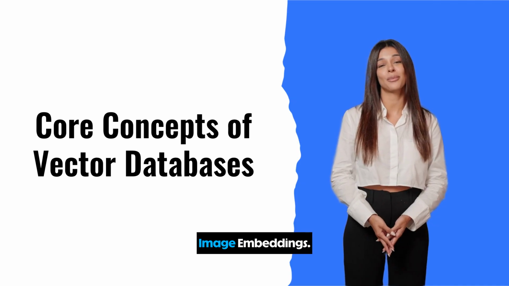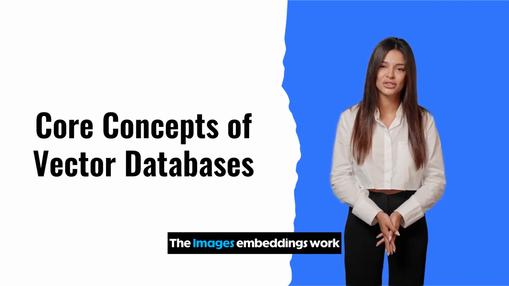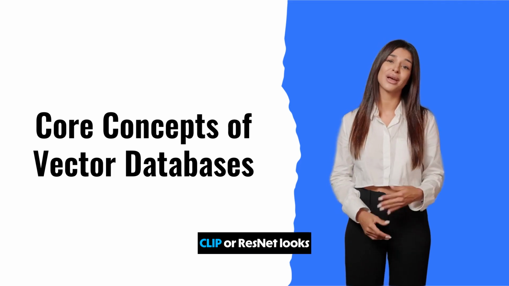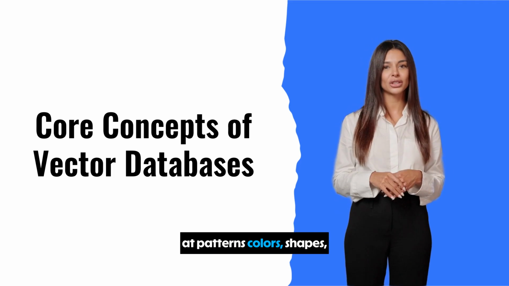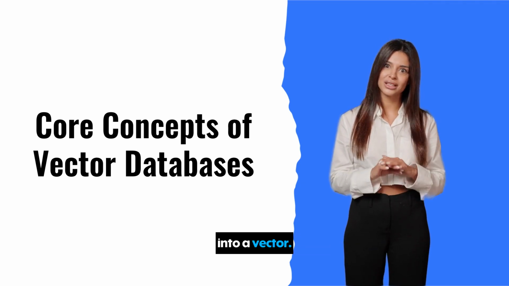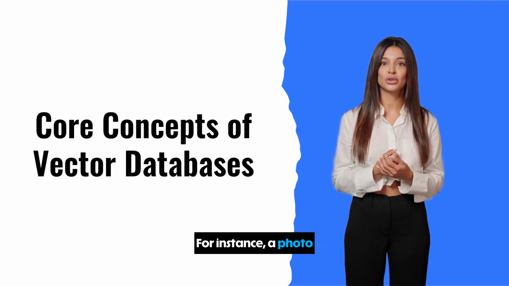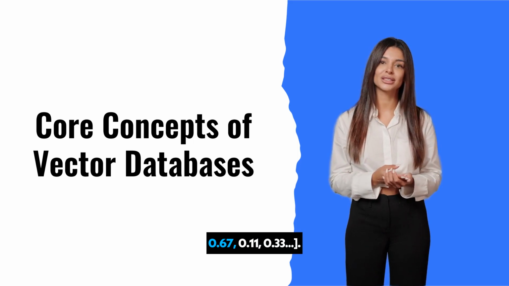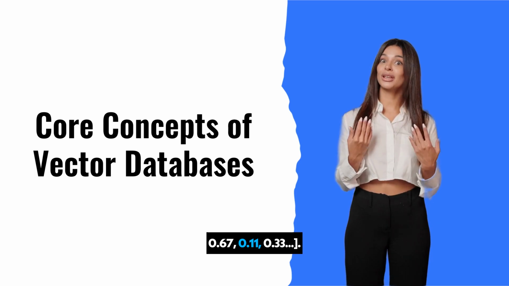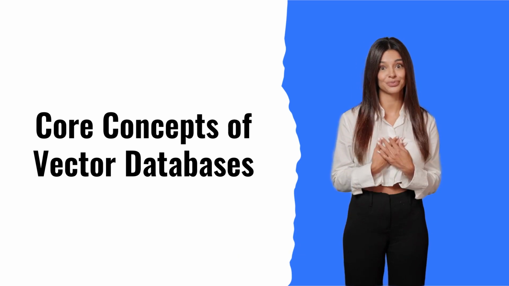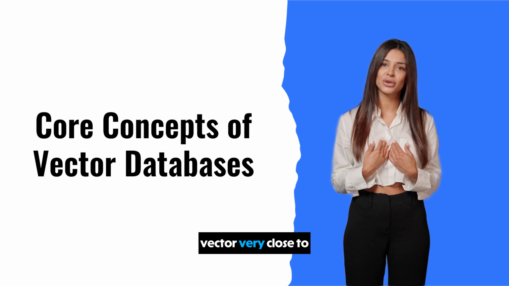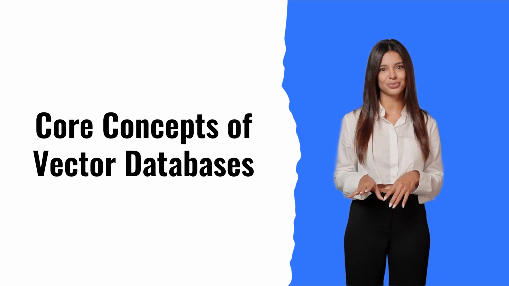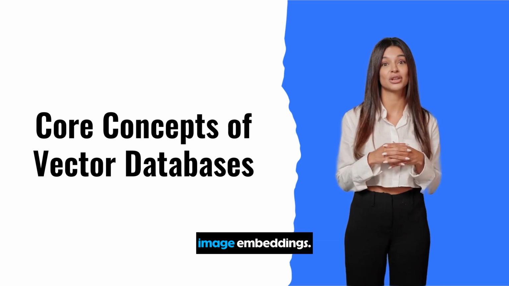Now let's talk about image embeddings. Image embeddings work the same way as text embeddings. An image model like CLIP or ResNet looks at patterns, colors, shapes, objects, and converts them into a vector. For instance, a photo of a cat might be represented as 0.45, 0.67, 0.11, 0.33. Another photo of a kitten would produce a vector very close to that, because the model recognizes they're visually similar. I believe you have understood about text and image embeddings.